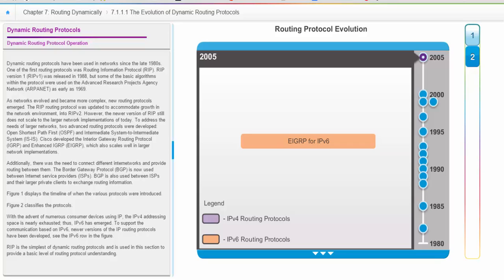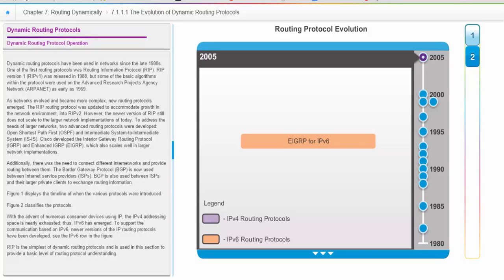There were the needs to connect different internetworks and provide routing between those, and you have the Border Gateway Protocol, or BGP. It's used between internet service providers, and BGP is also used between ISPs and their larger private clients to exchange routing information. All of these were developed using IPv4 addressing, with IPv6 emerging and being used now. There are newer versions of the IP routing protocols that have been developed for IPv6.